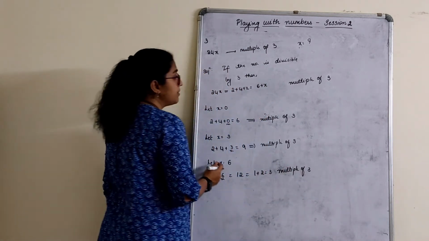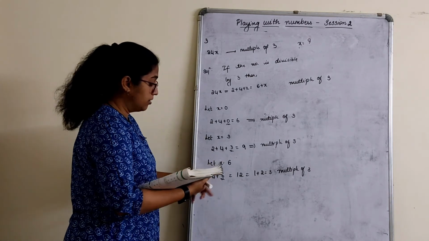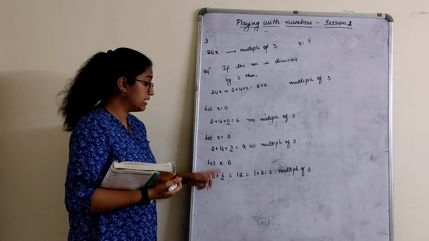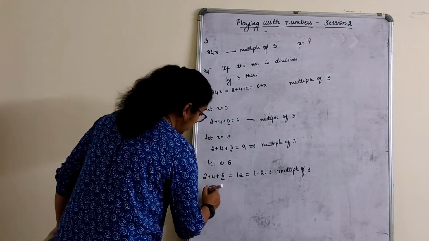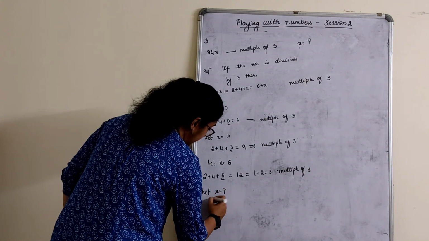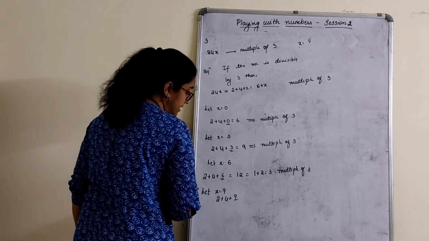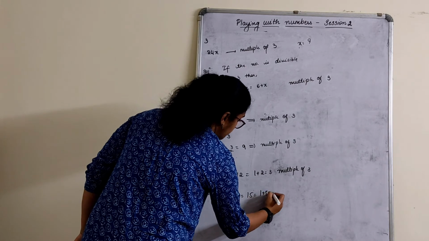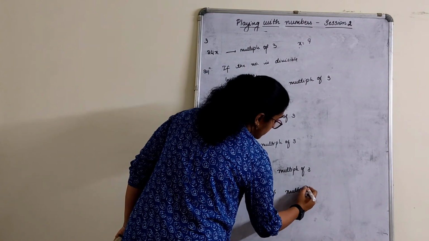Any other values we will check. So 6 over. So next value what we can check here is 7 if I put, no. Then 9 if I put, how much will I get? 15 will I get. So let x is equal to 9. 2 plus 4 plus 9. 9, 10, 11. 11 plus 4 is 15. 1 plus 5 is 6. Multiple of 3.